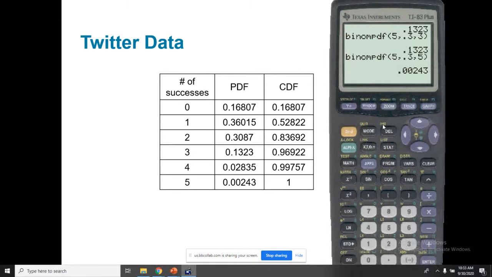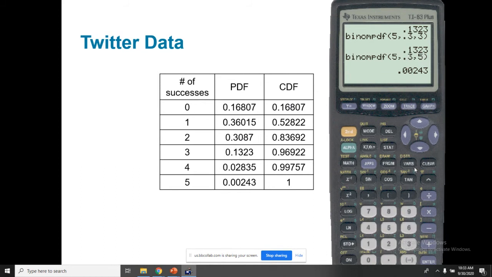If I'm using the calculator, in order to answer that last question, I would use the CDF. So let's see how the CDF works. We already found that the probability of exactly 3 was 0.1323, which is here. Now we're asked to find the probability for 3 or less. So I'm going to use the CDF.